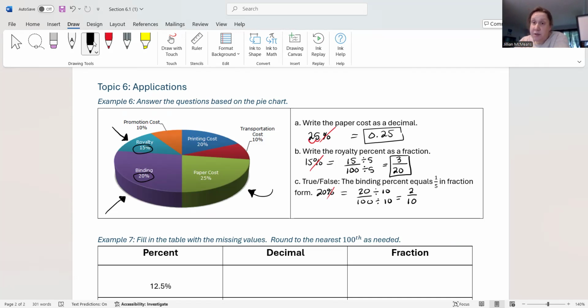So are we fully reduced at this point? Not quite. Both of these numbers are even. And remember, if a number is even, it's divisible by 2. So we could take this one step further and divide the numerator and denominator by 2. Well, 2 divided by 2 is 1. 10 divided by 2 is 5. We do indeed get 1/5. So we would say that this was true.